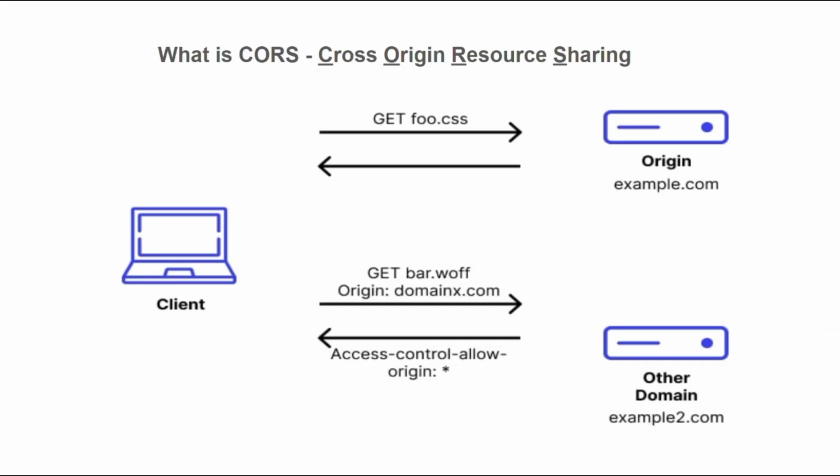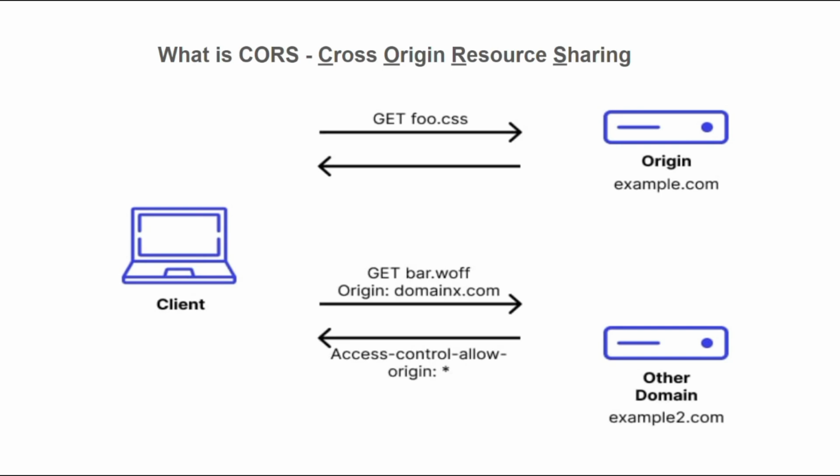Cross-origin resource sharing is a security feature in web browsers that controls how resources on one domain can be requested from a different domain. It restricts web pages from making requests to a different domain unless the domain explicitly allows it through specific HTTP headers.